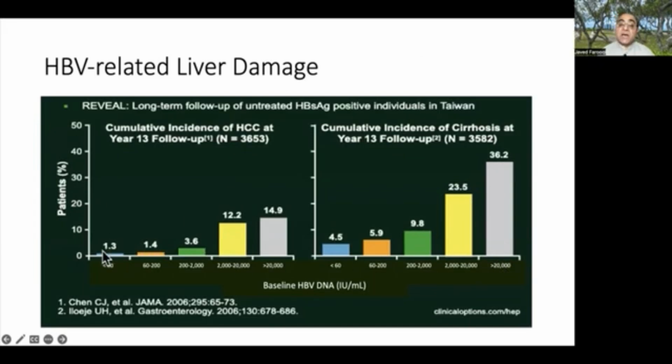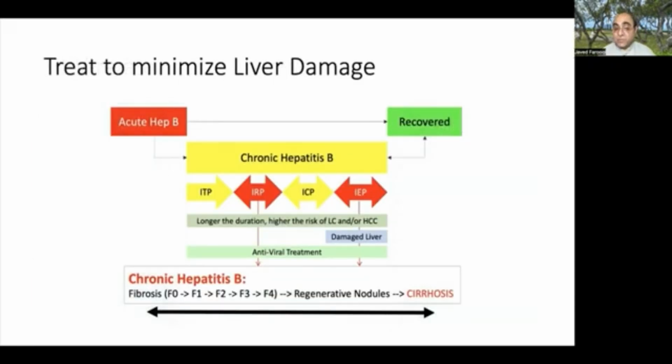This tells us that the higher the rate of baseline HBV DNA, the higher is the risk of cirrhosis as well as the hepatoma. And that's the reason controlling the proliferation and reducing the viral load is very, very vital in the management of chronic hepatitis B. And this tells us that if a patient presents with the immune reactive phase or immune escape phase, we need to treat these patients.